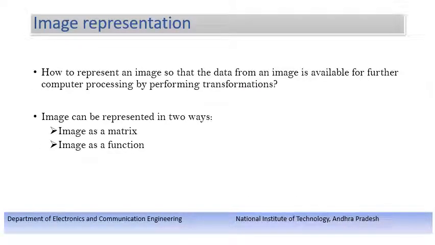Now coming to our topic of image representation, we can say that when we acquire data of an image, it is important to represent this data so that it can be used for further computer processing. So we can represent an image in two ways, either in a matrix form or as a function.